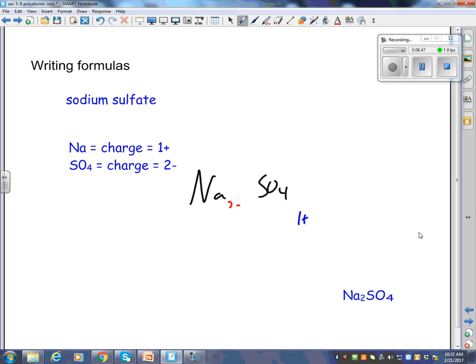Now, whoa, Mr. Bennett, where'd the 4 come from? Well, because it's SO4 and the charge is 1, right? So you've got 1 SO4. Some of them will put it in brackets, but usually we don't do that when the subscript is a 1. So you don't necessarily need that. Does that make sense?